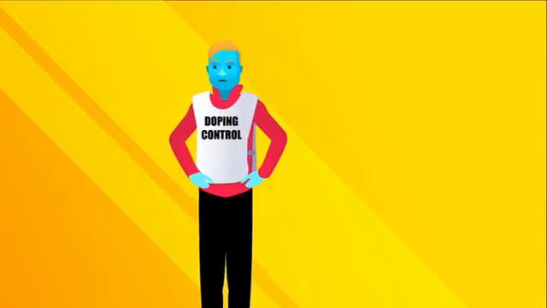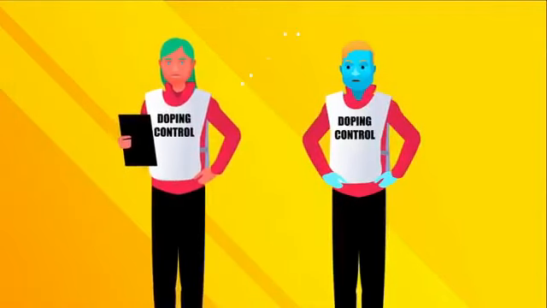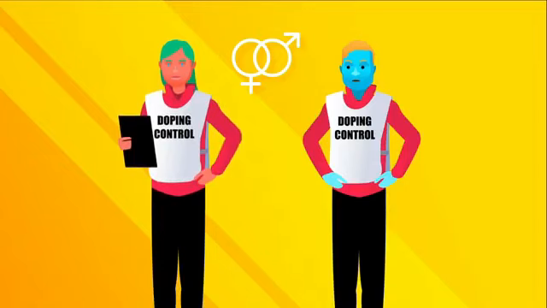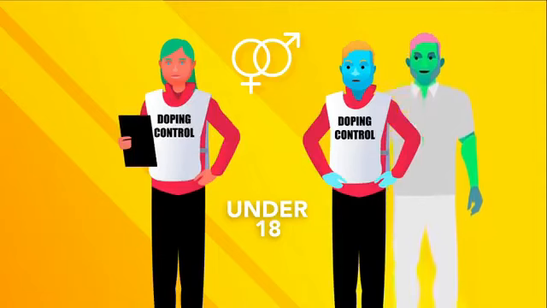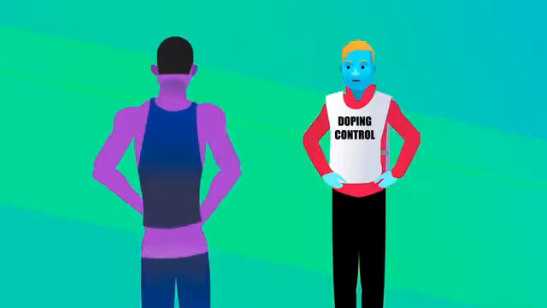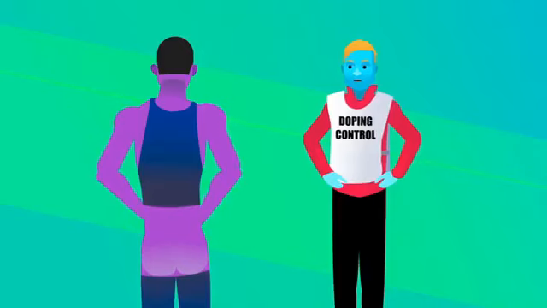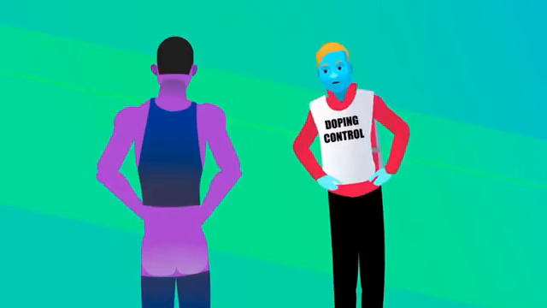The DCO or chaperone observing the sample provision will be the same gender as the athlete. For some athletes, those under 18 for example, there may be an additional person observing the DCO or chaperone. The athlete must remove enough clothing so that the DCO can have an unobstructed view of urine leaving the body.